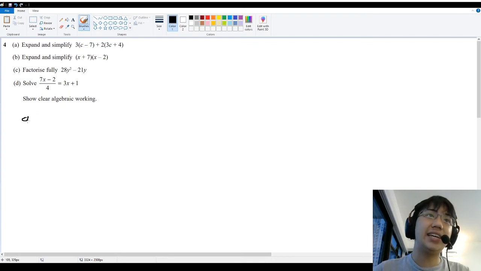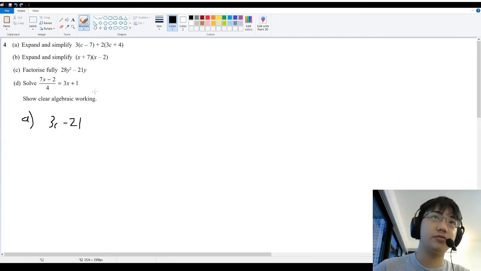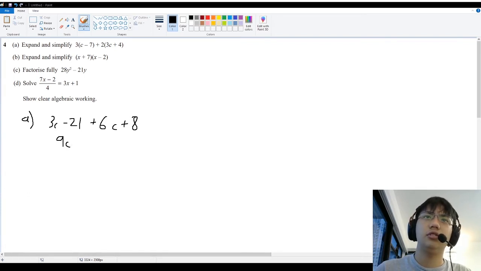So for part A, expand and simplify this. We just expand the brackets, so 3c minus 21 plus 6c plus 8. Then we collect the like terms, 9c minus 13. So that's the answer for part A.